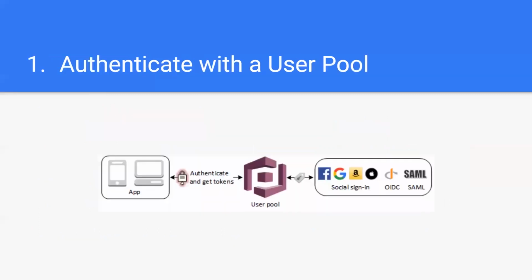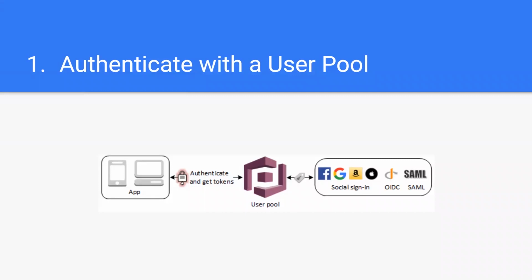So the first one is authenticating with a user pool. You can enable your users to authenticate with a user pool. Your app users can sign in either directly or through a user pool via federated, through a third-party identity provider. The user pool manages the overhead of handling the tokens that are returned from social sign-in through Facebook, Google, Amazon, and others, OpenID Connect and SAML compatible providers.